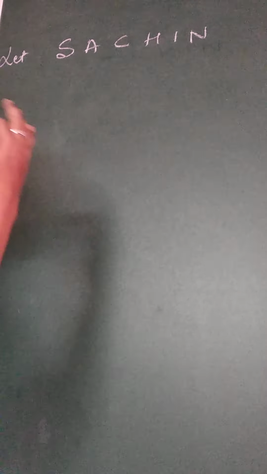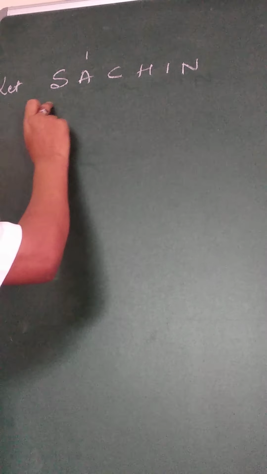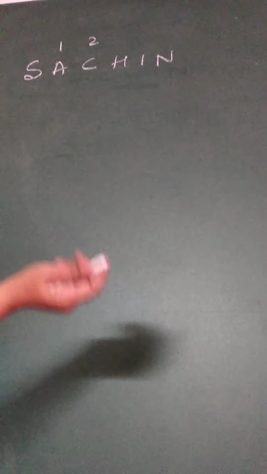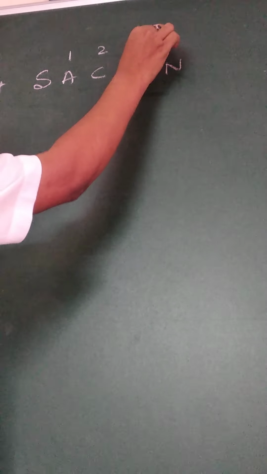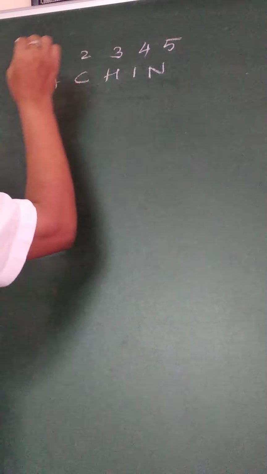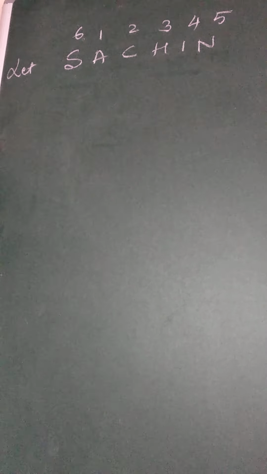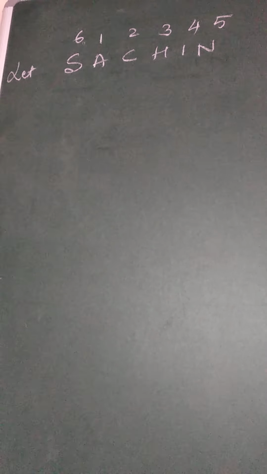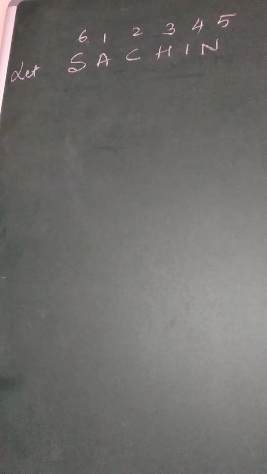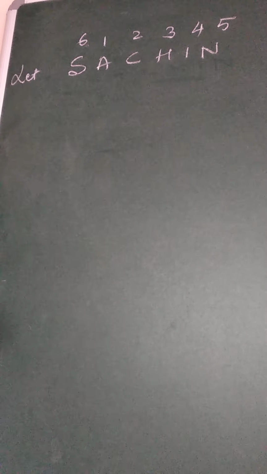Here we have to understand the order of each letter in the dictionary. Out of these letters, A comes first, then the next letter in dictionary order is C, then H, next is I, next is N, and next is S. If I have to find my word Sachin, the dictionary will not start from S. In the dictionary, we all know that the words will begin from A.